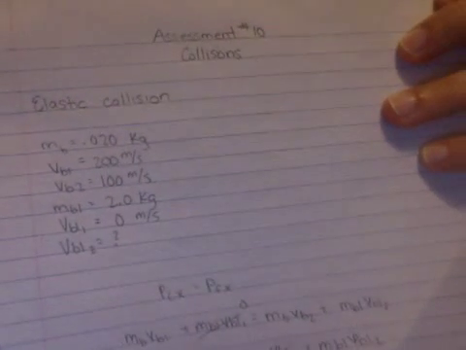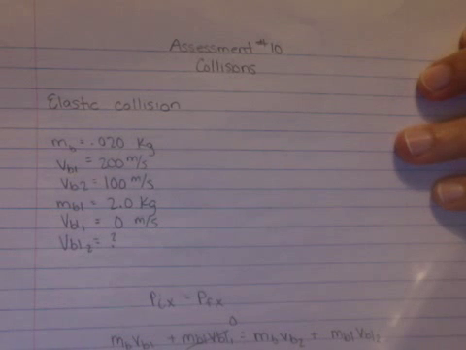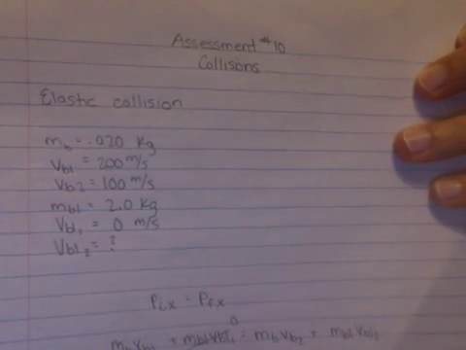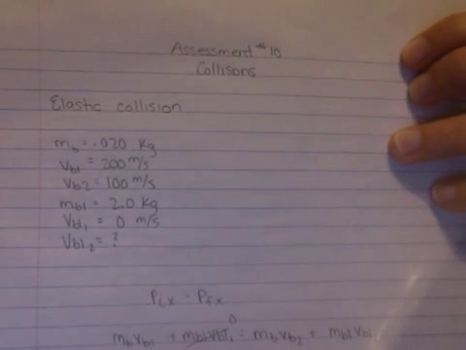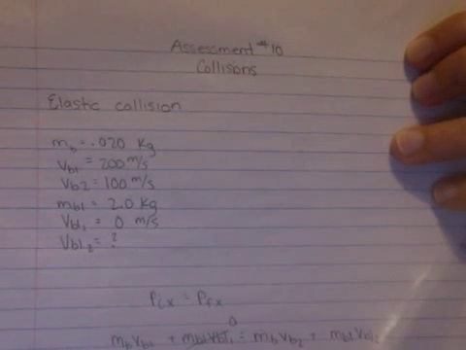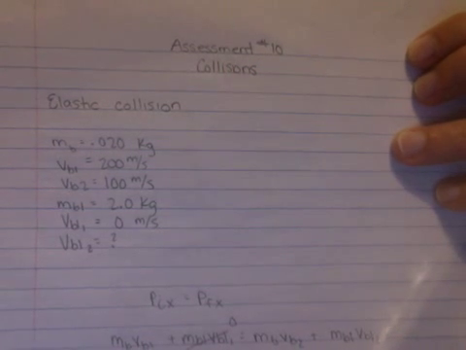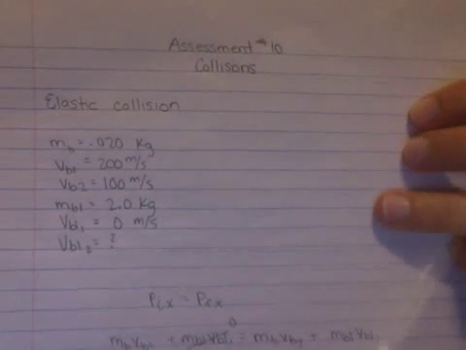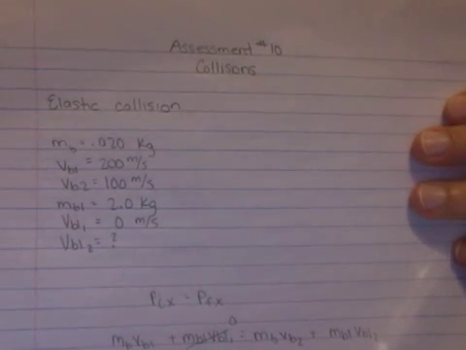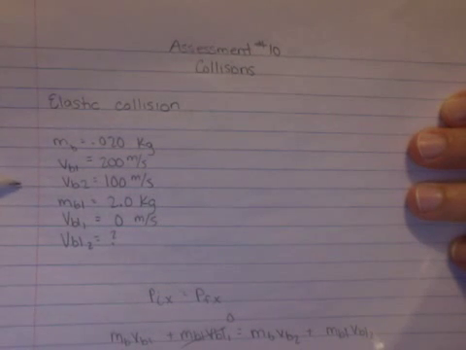Okay, this is my first video for assessment number 10 on collisions. What we have is a 0.02 kilogram bullet traveling at 200 meters per second. It hits a 2 kilogram block that is at rest, and then the bullet retreats at 100 meters per second.